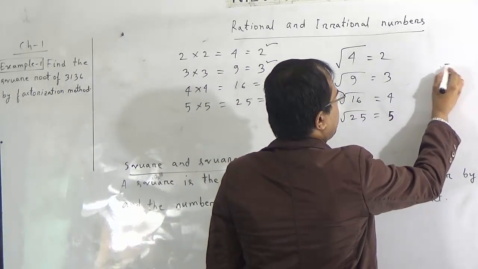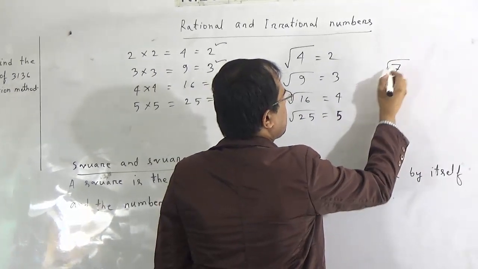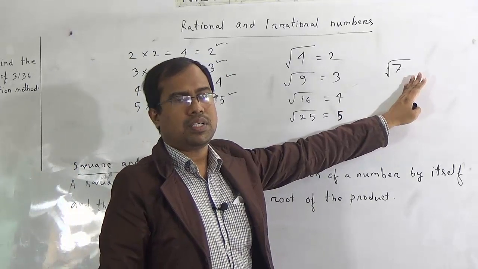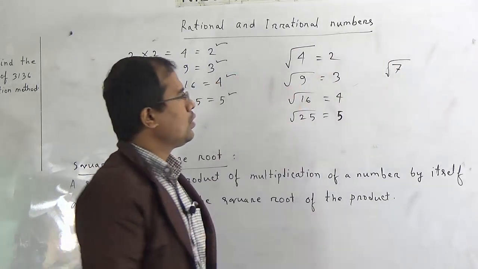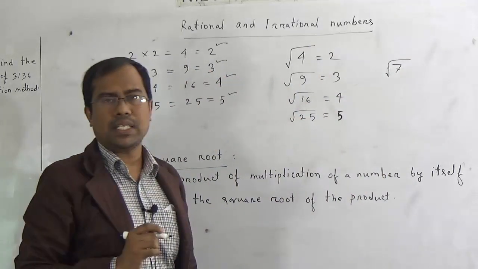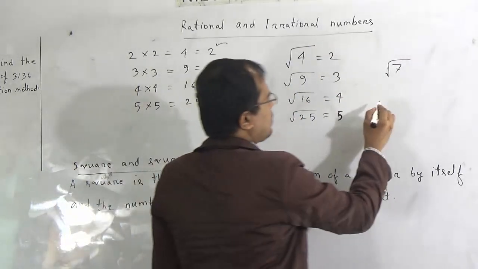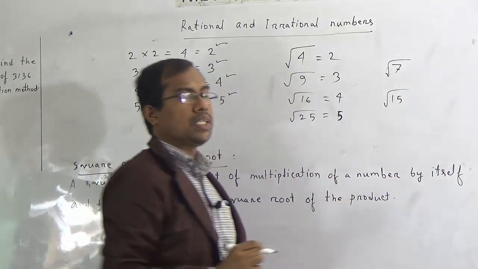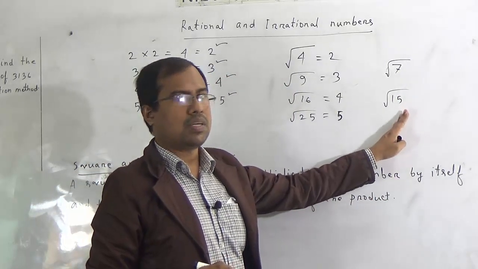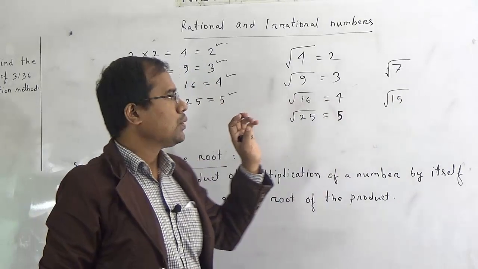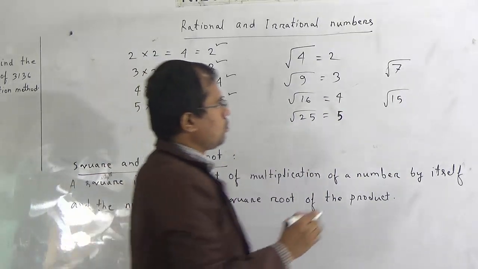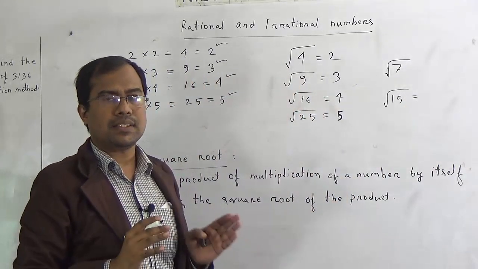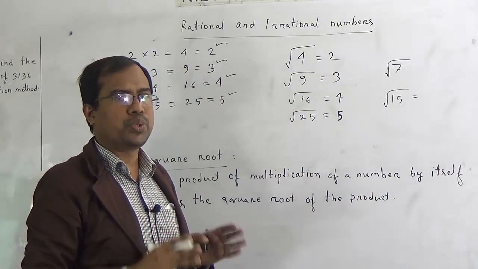But 7 is a number whose square root is not an integer, so 7 is not a perfect square. And similarly 15 is not a perfect square because its square root is not an integer, so we cannot divide root over 15 as the ratio of two integers.